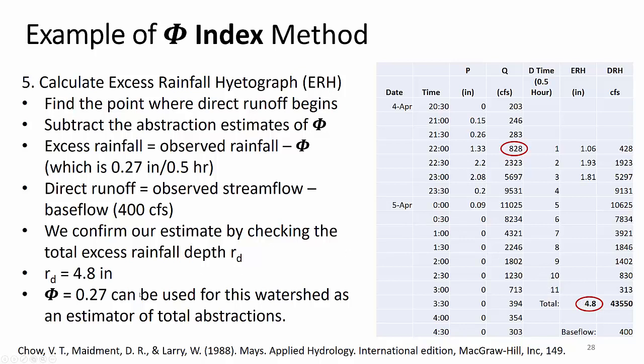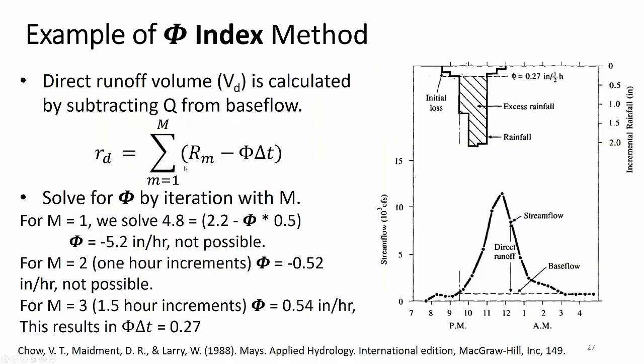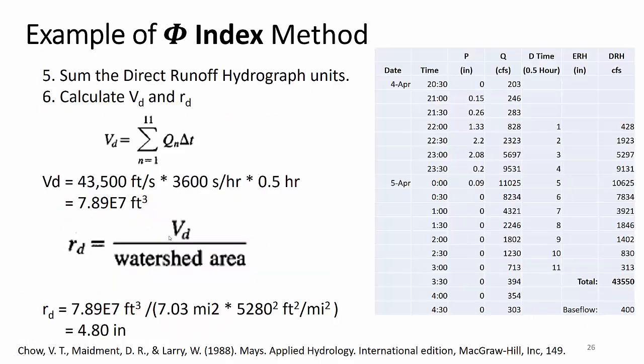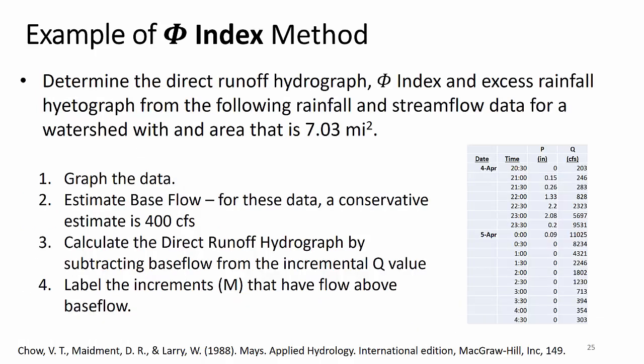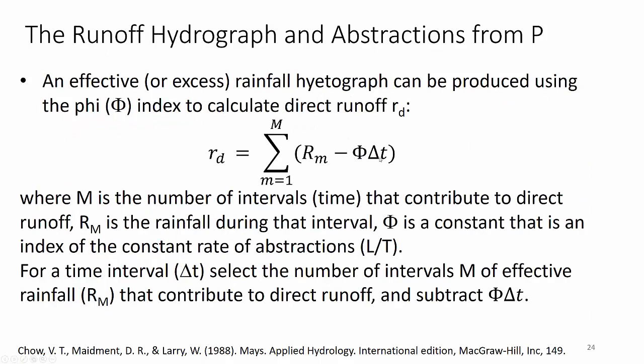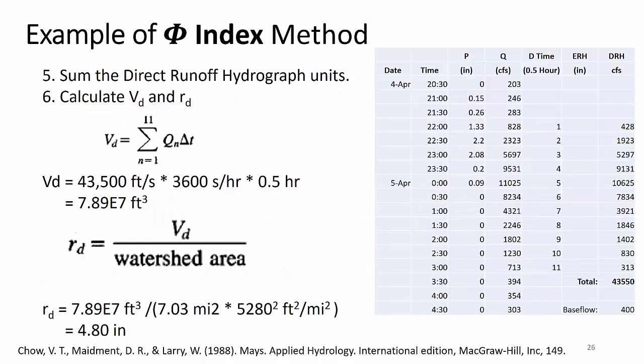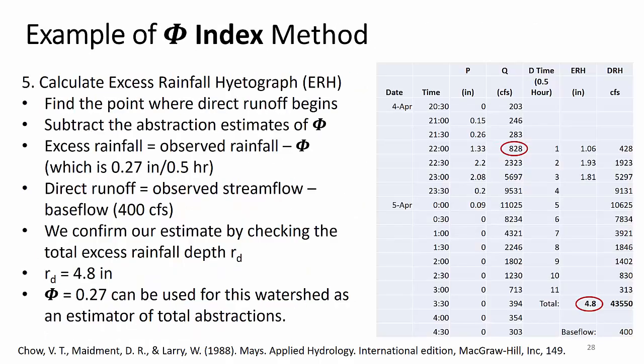So now what you have is a phi for this watershed of 0.27. And you can calculate R sub D very easily using this equation with the phi index, because phi equals 0.27. And so now this gives you incredible power for predicting abstractions. Not complicated, tedious, yes, so is engineering.